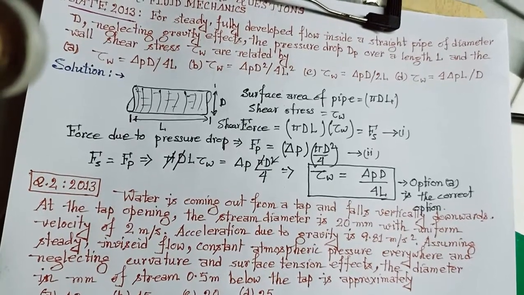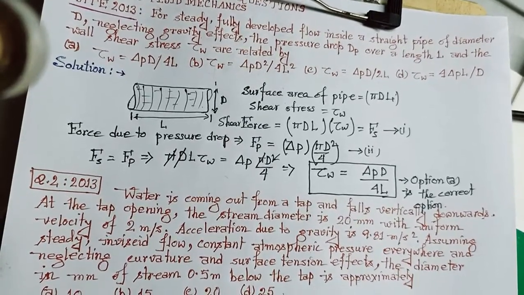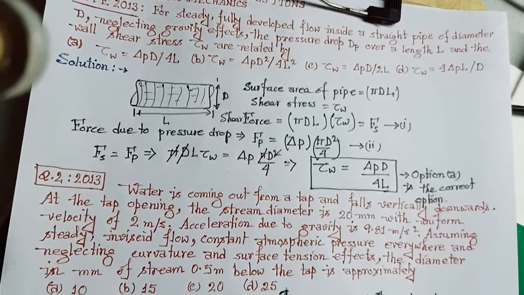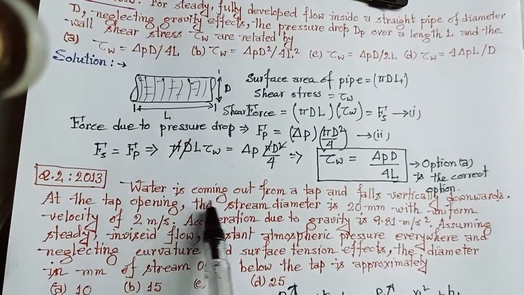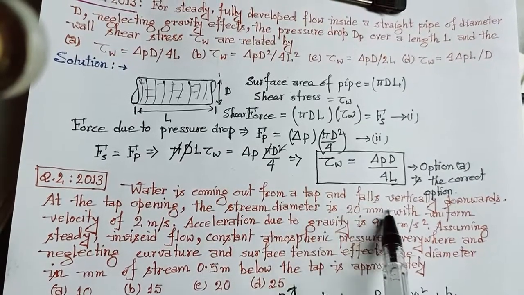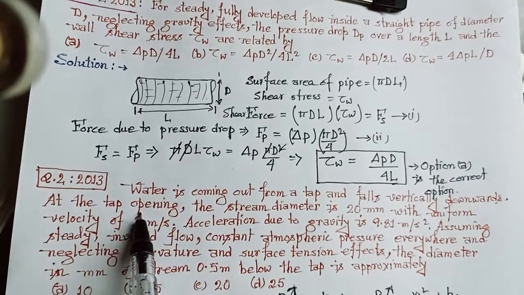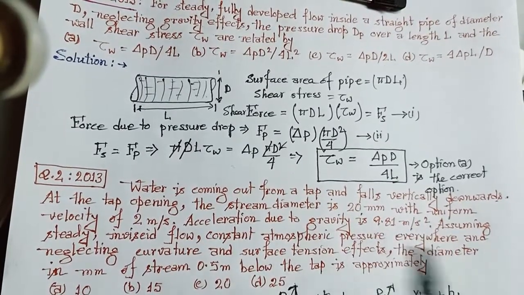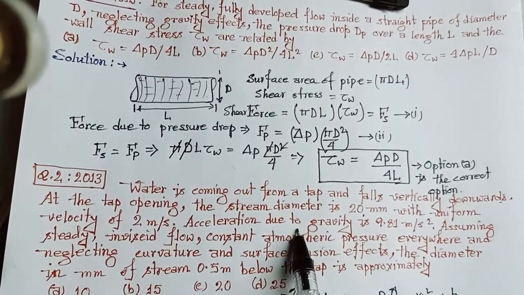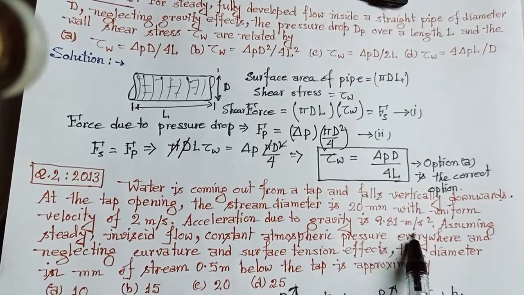This is question number 2, which came in the GATE exam 2013 from fluid mechanics. In this question, it is given that water is coming out from a tap and falls vertically downwards at the tap opening. The stream diameter is 20 mm with uniform velocity 2 meter per second. Acceleration due to gravity is 9.81 meter per square second.